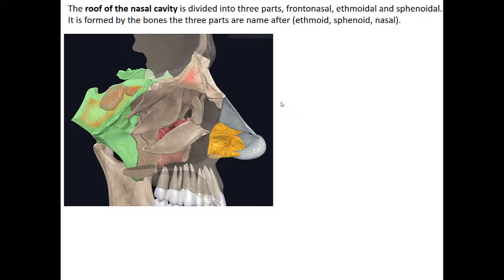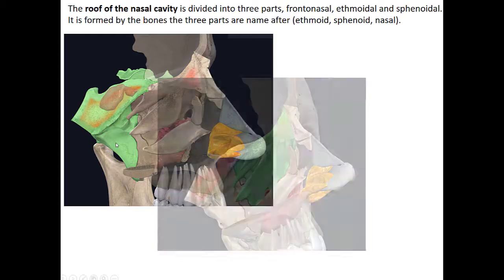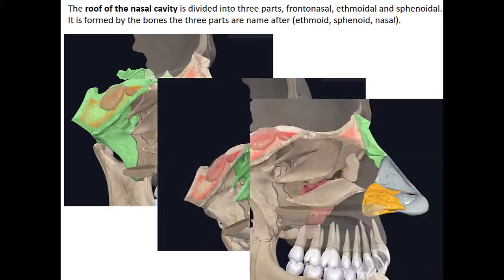The roof of the nasal cavity is going to be divided into three parts, which would be the frontonasal, ethmoidal, and sphenoidal parts. And it's actually named after the three bones that it is made from. Here, back here is the ethmoid bone. Specifically, it's going to be the perpendicular plate of the ethmoid bone. Then you have the sphenoid, and last but not least, you have the nasal bone over here.